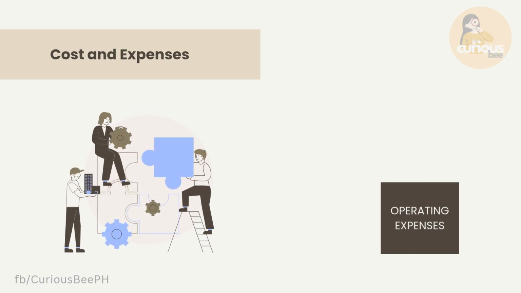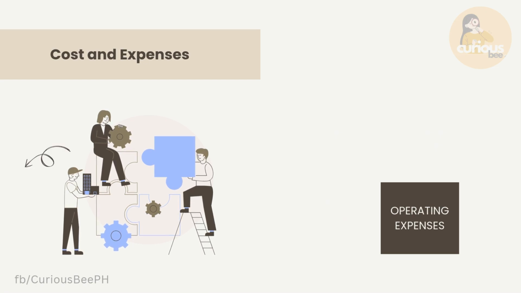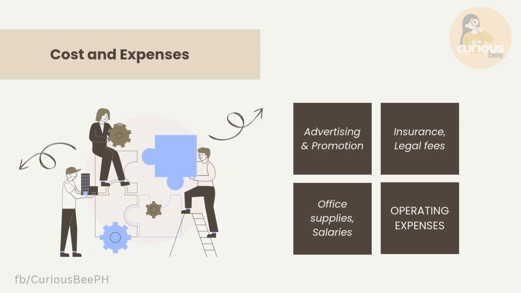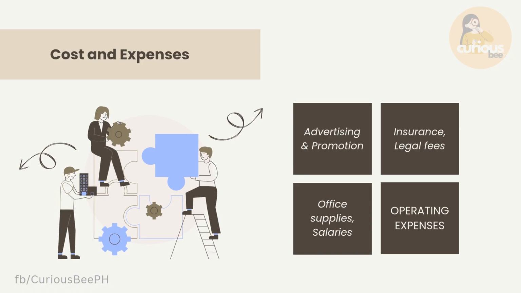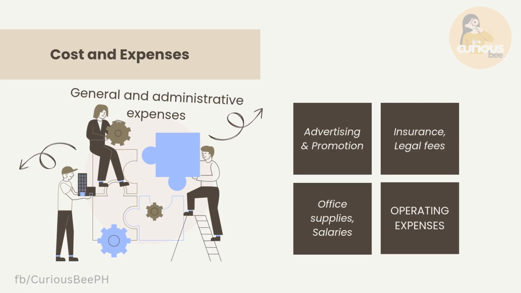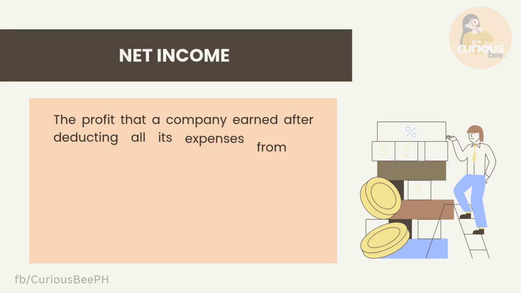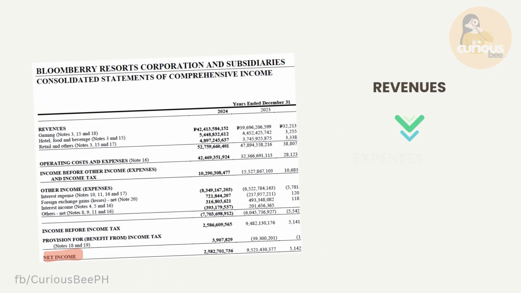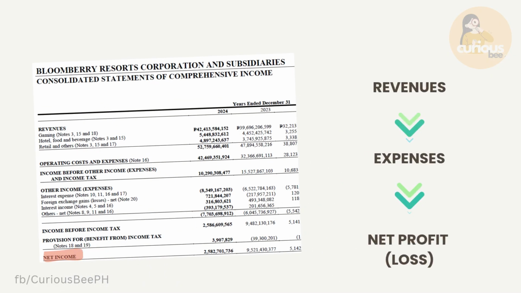Operating expenses are the day-to-day cost of running a business other than direct cost. This covers a wide range of expenses from advertising, insurance, legal fees, office supplies, and salaries, among others. They are usually presented as one line item in the statement as operating expenses or as general and administrative expenses. Net income represents the profit that a company earned after deducting all its expenses from its revenues. When expenses are more than revenues, it is called a net loss.